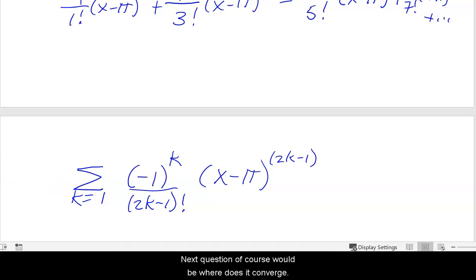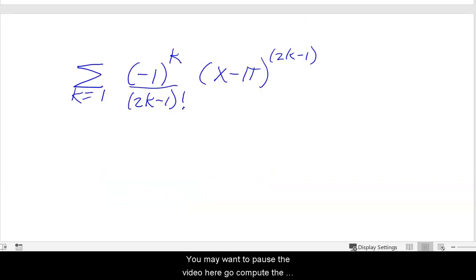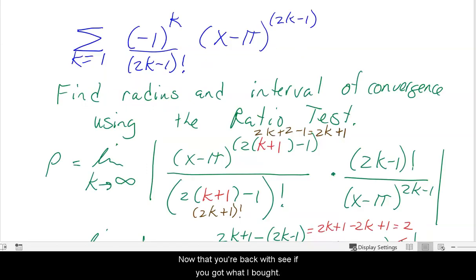The next question, of course, would be, where does it converge? If we were to do this, we would again use the ratio test. You may want to pause the video here, go compute the ratio test on your own, then turn it back on to see if you got the same interval and radius of convergence that I got. Now that you're back, let's see if you got what I got.